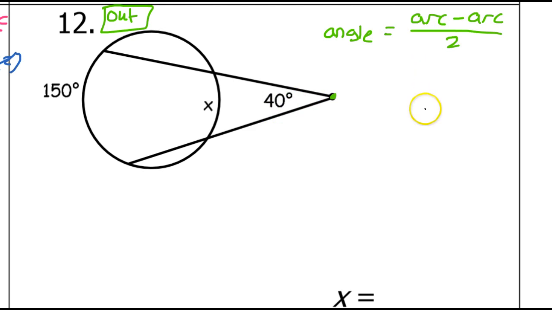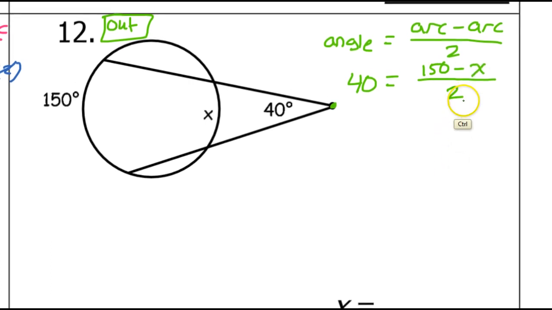Okay, Ashley, do I know the angle, or am I going to put X there? 40. There you go. All right, this time they gave us the angle, so I'm going to go ahead and put 40 equals. Now what goes in the numerator, Ashley? What are the two arcs? 150 and X. So 150 minus X.